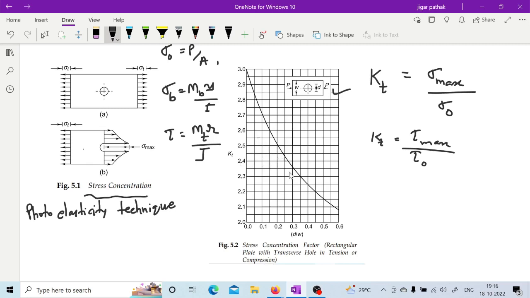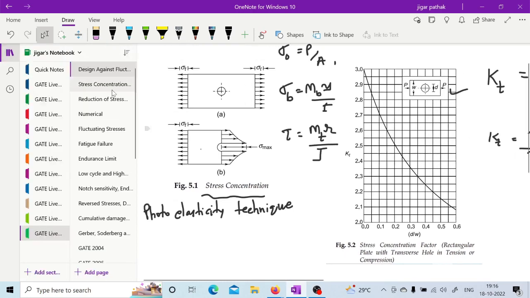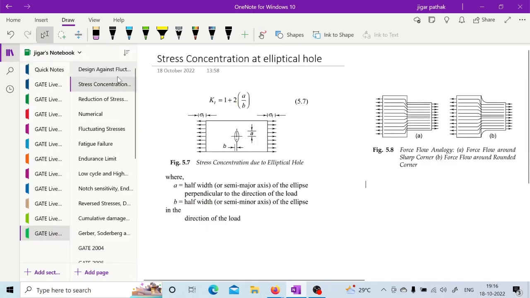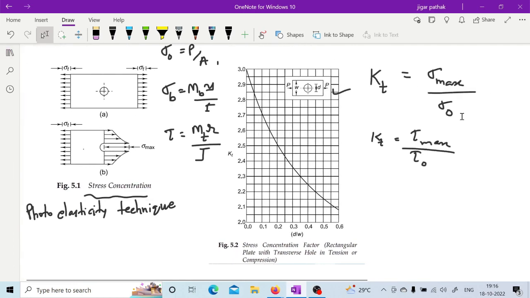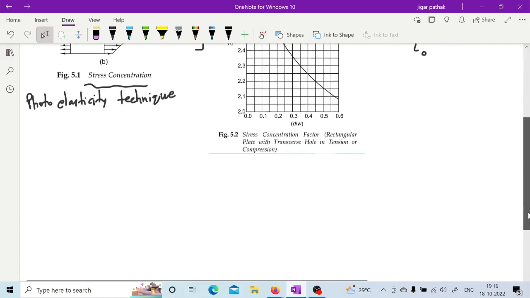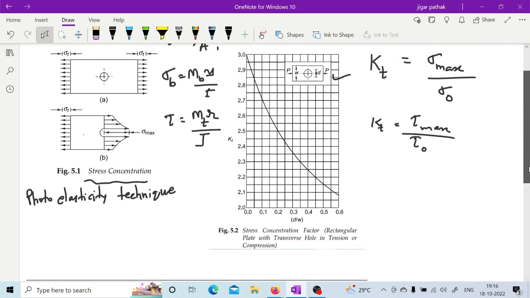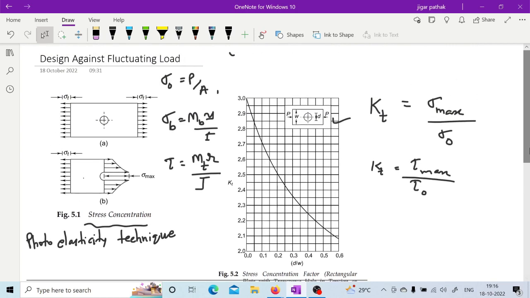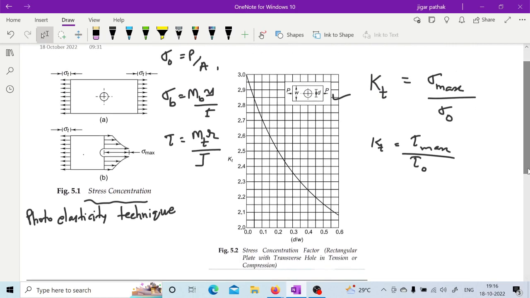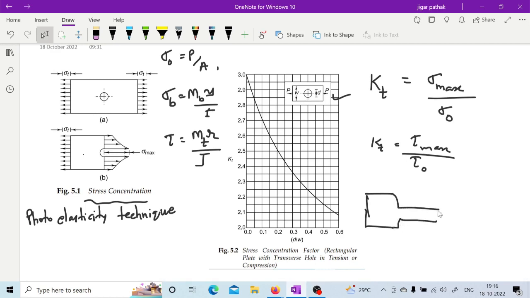These are all based on experimental data, right? Similarly it is made for some other geometry also. I guess it is mentioned in this slide, not there. We will see while discussing an example. Here it is for this kind of plate, and it is also discussed for this kind of shoulder, wherever we are having a change in cross section.